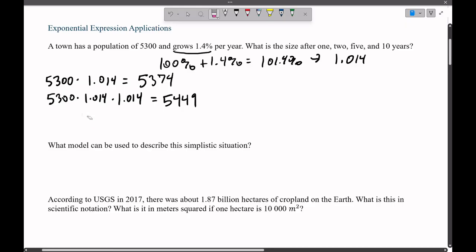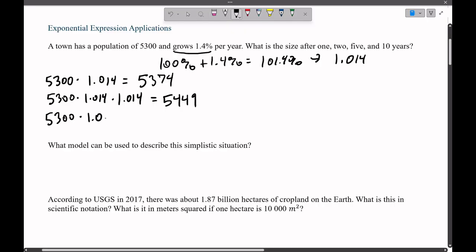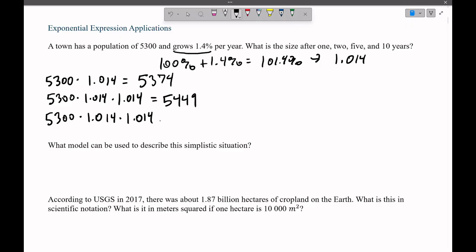And then you can see the pattern continues for 5 years of growth. That's the same thing as taking this and multiplying by this growth rate. This is the first year of growth. This will be for the second year of growth. This will be for the third year of growth, the fourth year of growth, and finally the fifth year of growth.